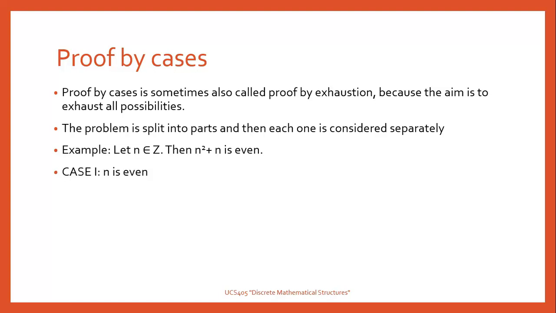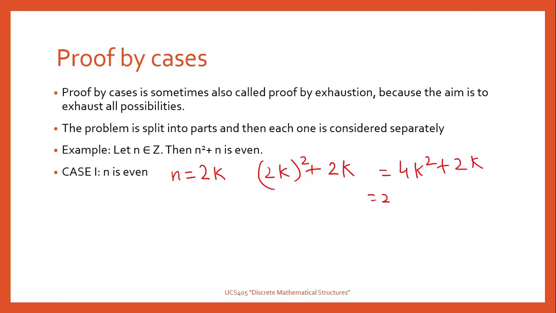First, if n is any integer, then n can be even or n can be odd. So we are considering that n is even. If n is even, then n will be equal to twice of k, where k is any integer. Calculating n square plus n, we will get (2k) whole square plus 2k, which will be equal to 4k square plus 2k. Taking 2 as common, we will get 2(2k square plus k).